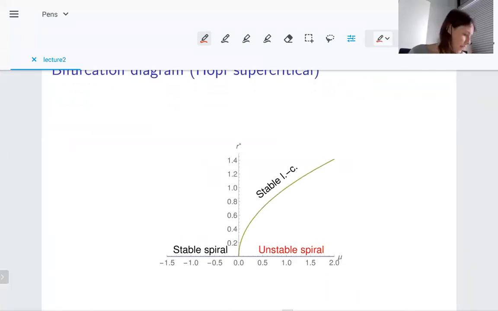Oh, sorry, before moving to the subcritical Hopf, this is how the bifurcation diagram looks for the supercritical Hopf. So we have that for mu smaller than 0, we have an equilibrium, which is stable. And then for mu positive, the equilibrium becomes unstable. And what is born here is a periodic orbit. Okay, this is the radius of the periodic orbit that is born out of this equilibrium, and it grows as we increase the value of the parameter.